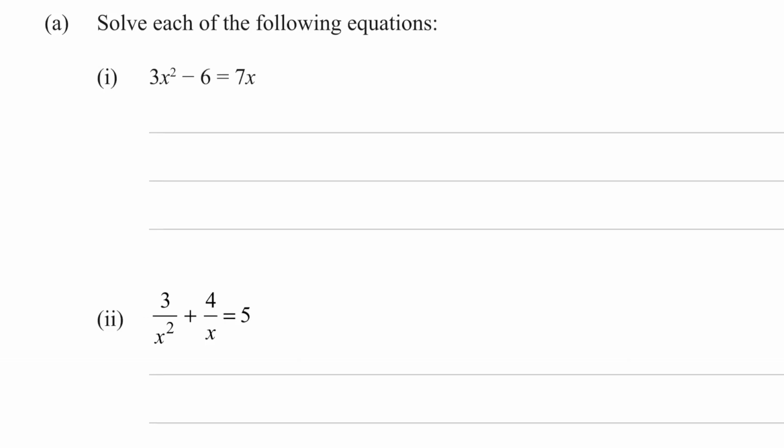Equations. Alright, so here we have two parts, right? Two equations that we're trying to solve. This first one, we can see there's an x squared term, and that's the highest power. So we know that this is a quadratic equation. So how many solutions would we expect in solving a quadratic equation? Right, we'd expect two.